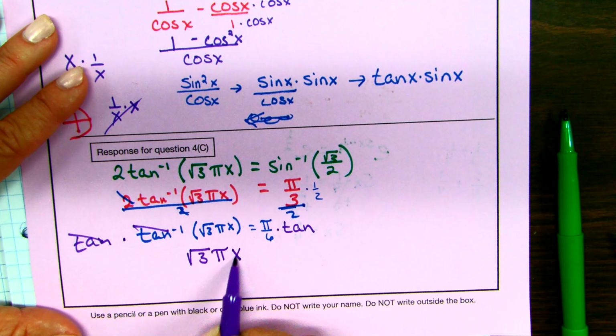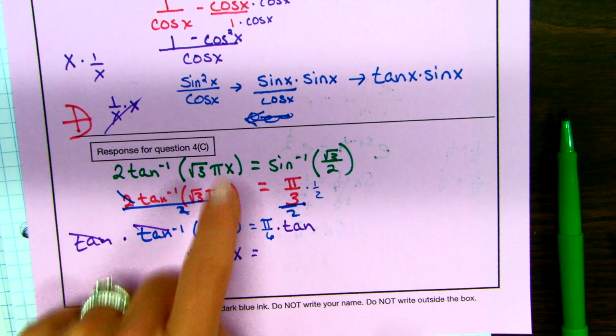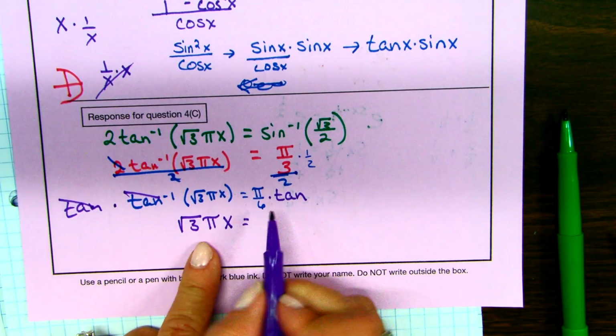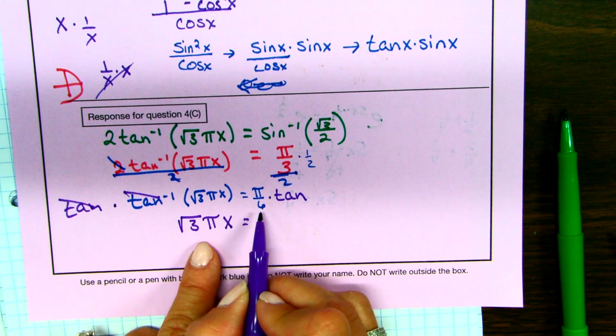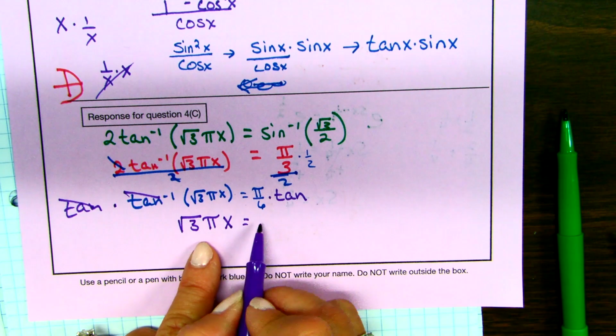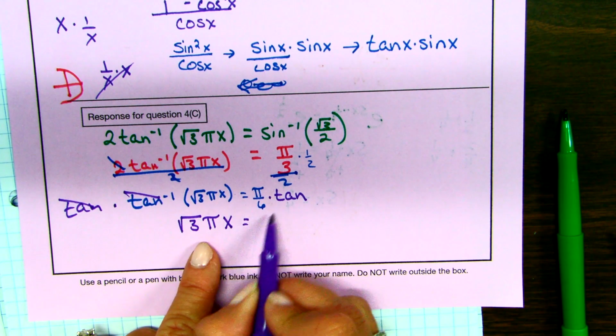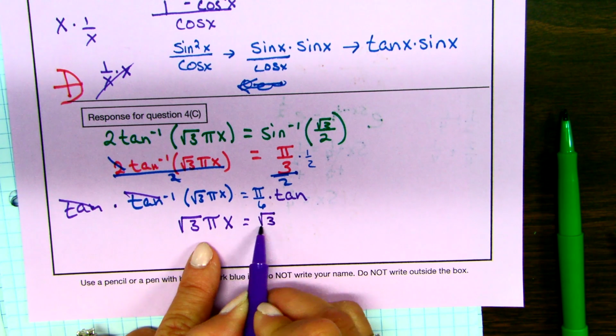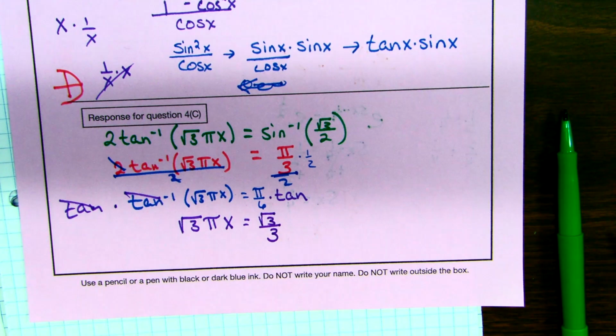Notice pi is not under the radical. So all we are left with on this side is what was in the parentheses, and tan of pi over 6. What is tan of pi over 6? This is why we want to know our tan tricks. All of our denominators of 6 are square root of 3 over 3. Is that what you said? Yeah.